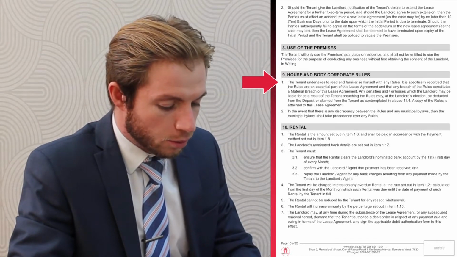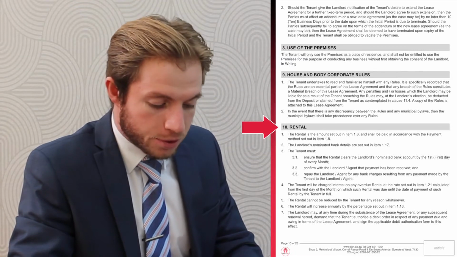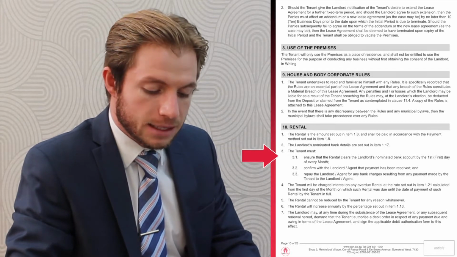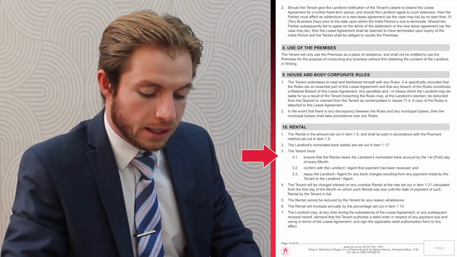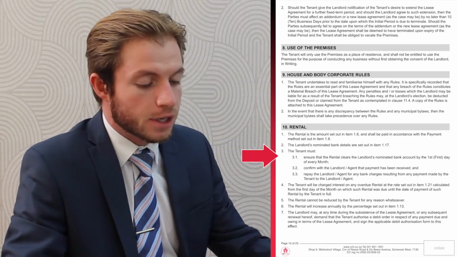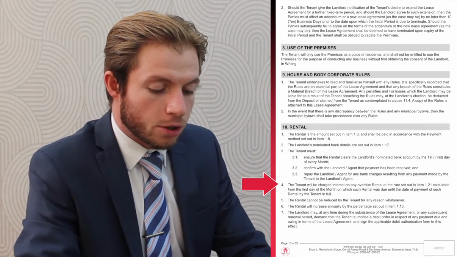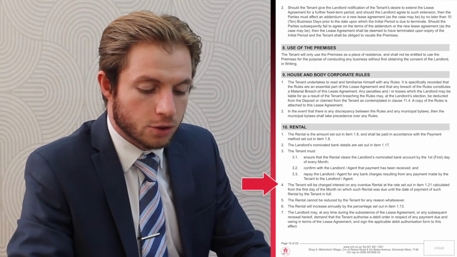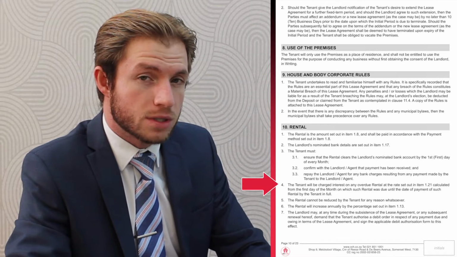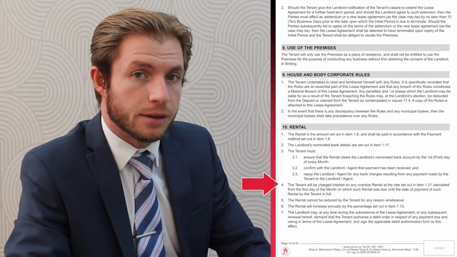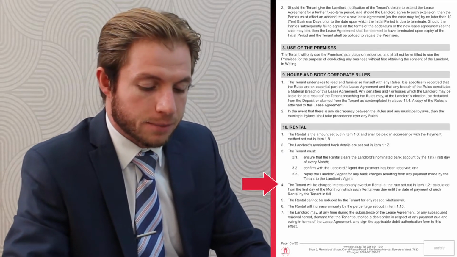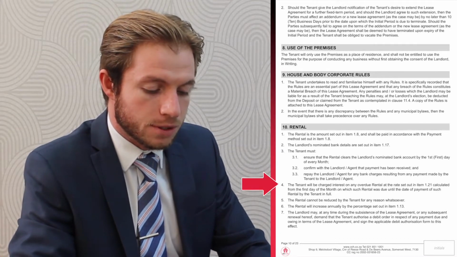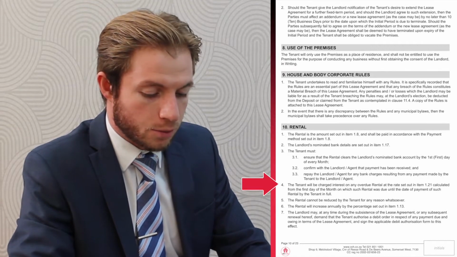Then let's go over to clause 10. Very important as well, the rental. The tenant must ensure that the rental clears in the landlord's nominated bank account on the 1st of each and every month. The tenant will be charged interest on any overdue rental at the rate set out in 1.21. We referred to that clause previously. It was in the schedule, and the penalty interest will be 2% on late payments, calculated from the first day of the month on which such rental was due until the date of payment of such rental.